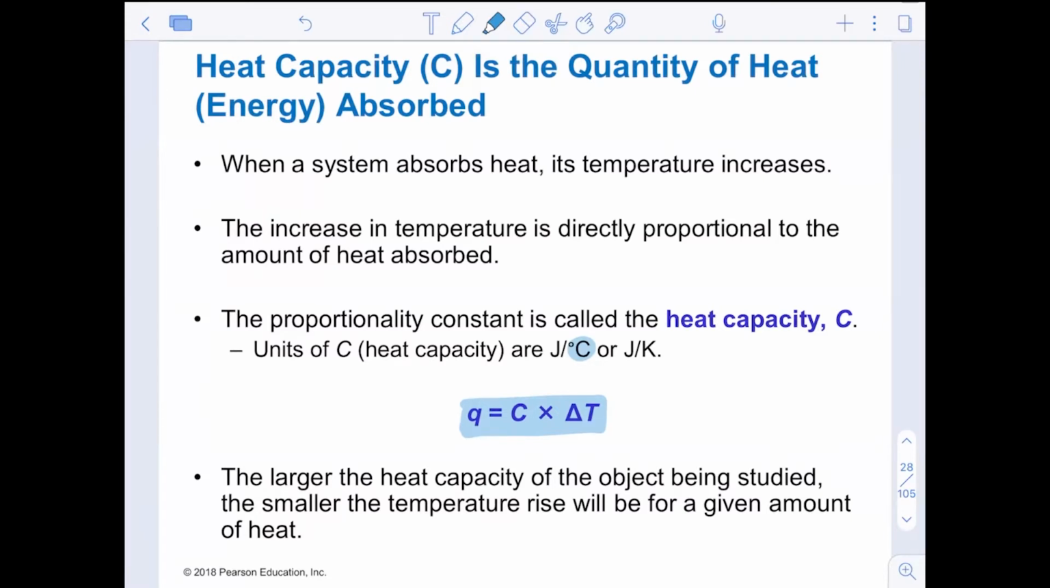So thinking about a molecule with a heat capacity of 4 versus that of 1, the heat capacity of 1 means that the temperature will fluctuate rapidly with little energy. It only takes 1 joule to move it 1 degree Celsius, versus a heat capacity of 4 means it takes 4 joules to move the temperature 1 degree Celsius.